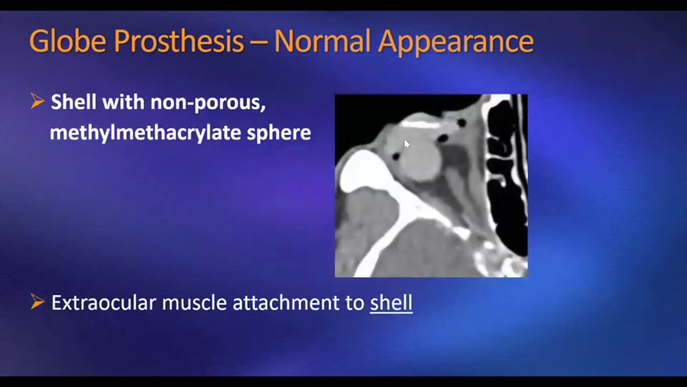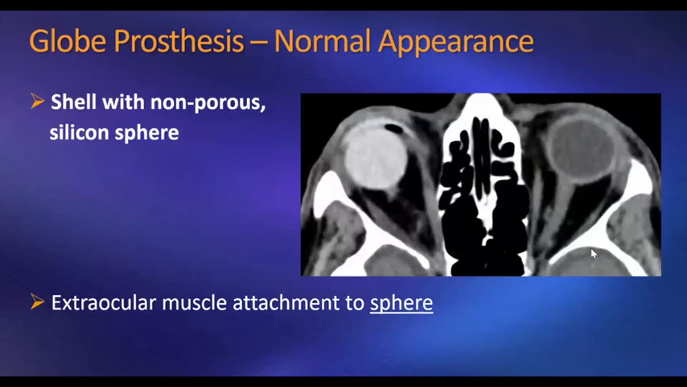Here we have a shell with a small sphere where the muscles are attached to the shell. Because of that, this eye will be moving in coordination with the contralateral eye. In this patient, we have again a shell and a silicone sphere, but notice that the muscles are attached to the silicone sphere medially and laterally rather than to the shell.